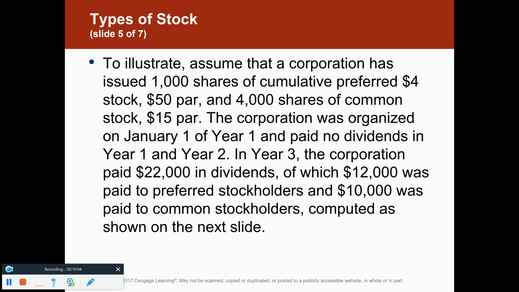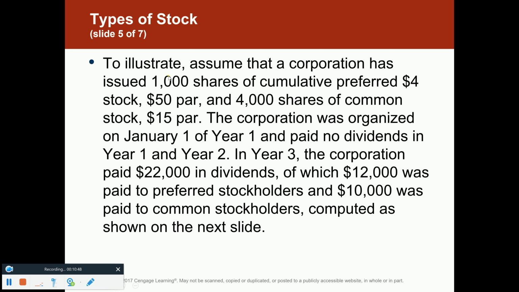Here's an example. Assume a corporation has issued 1,000 shares of cumulative preferred $4 stock. Now, what does this mean? This means that each preferred share is guaranteed a $4 dividend every single year. It's $50 par value. 4,000 shares of common stock were also issued for $15 par value. The corporation was organized on January 1st of year 1 and paid no dividends in year 1 and year 2. All right, so year 1 went by, no dividends were paid out. Year 2 went by, no dividends were paid out.